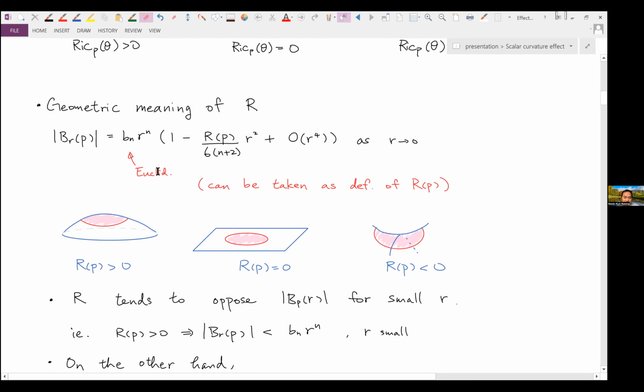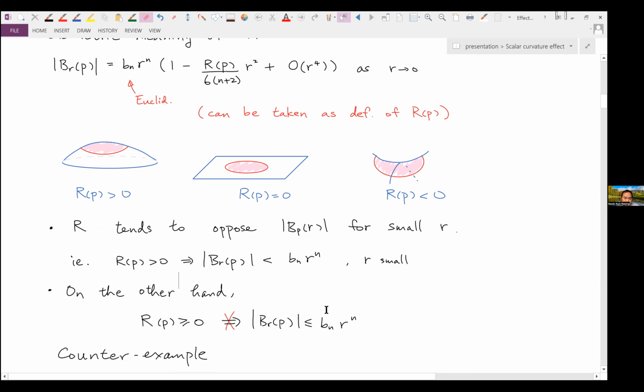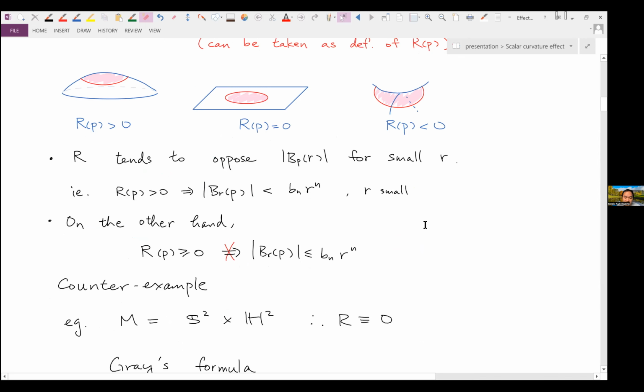So that means if you look at this Taylor expansion, you can see that if the scalar curvature is positive at a certain point, for example, then the volume of the ball is strictly less than the Euclidean ball, at least when r is small enough, right? But you can't actually overgeneralize this statement. How about if the scalar curvature is non-negative, greater than or equal to 0? Is it true that this volume is less than or equal to the corresponding volume of the Euclidean ball? Well, it turns out it's not true. So it's not that easy.